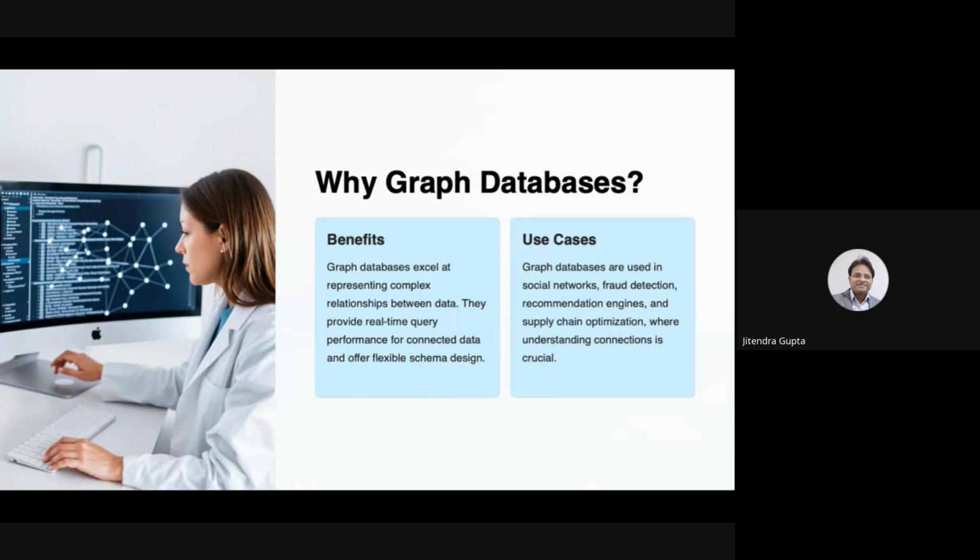Now it can also be used for supply chain optimization, where you have a lot of connections in place, right? So you will have a producer, then distributor, then the delivery partners or the customers, right? So those are multiple connections. That is where the graph database is really making more sense.